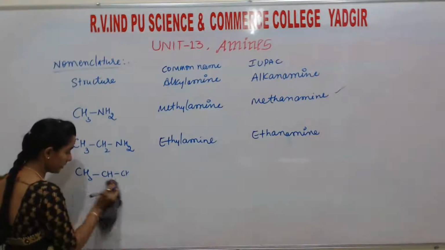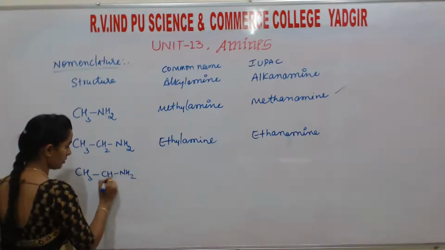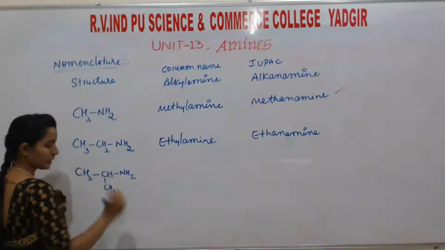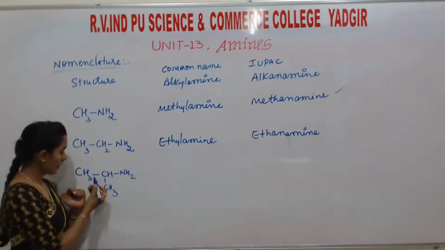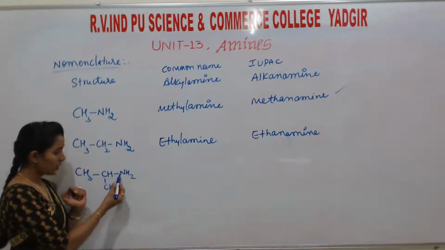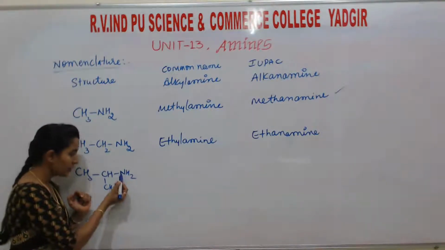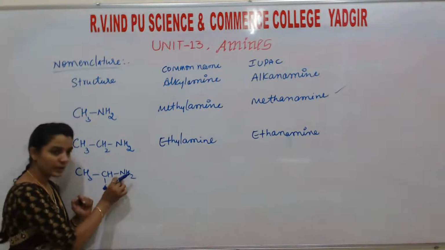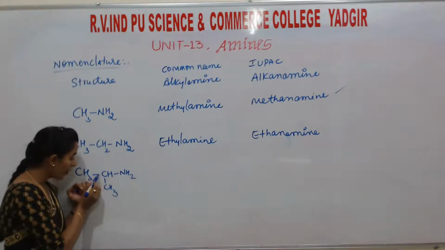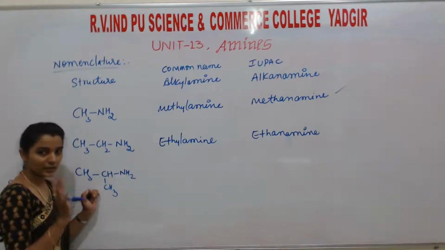I will write it as CH3 NH2 CH3. So students, here CH3 C NH2 CH3. With respect to nitrogen, it is directly bonded to how many carbon atoms? One carbon atom means this is primary amine. But here the carbon is bonded to how many carbon atoms? Two carbon atoms means that is secondary.